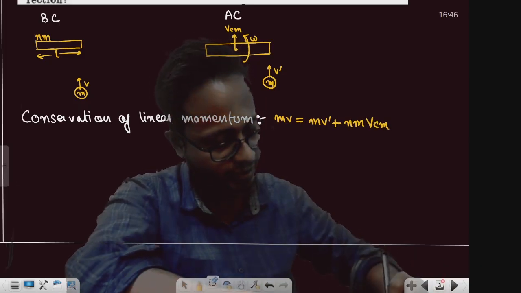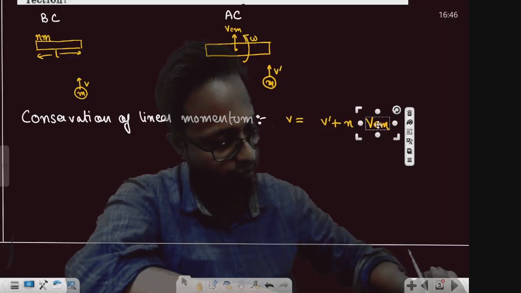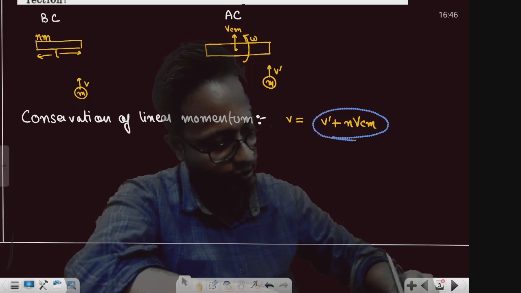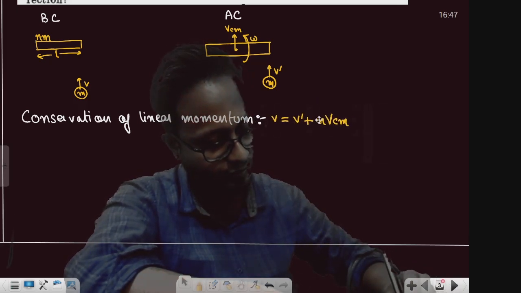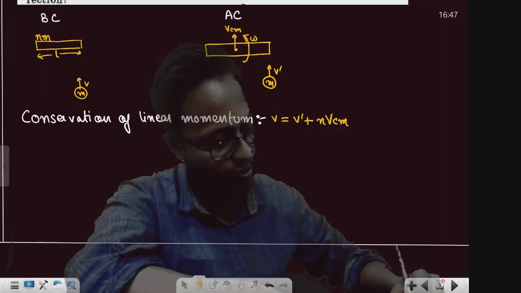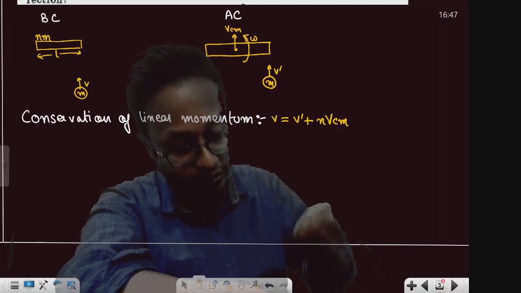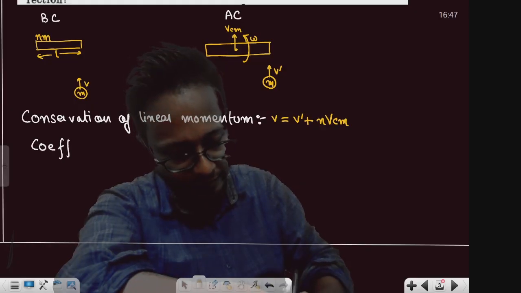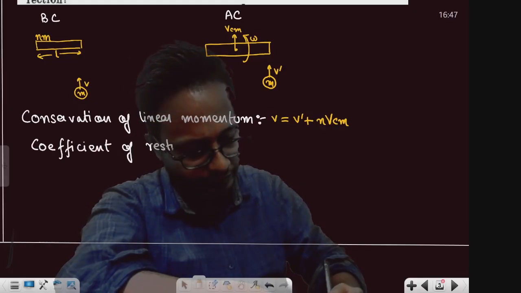Let me make my first equation neat and clean. I took the m common and cancelled out the m. So my final equation of conservation of momentum looks somewhat like this. This is my equation number 1. What more equation can I apply? If the collision is elastic, can I apply the coefficient of restitution? So, coefficient of restitution.